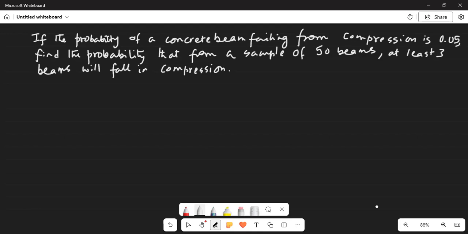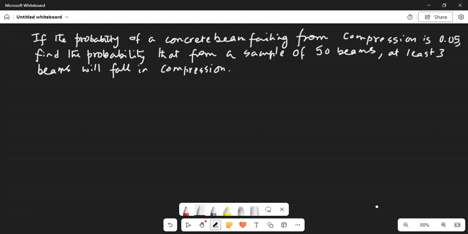It says if the probability of a concrete beam failing from compression is 0.05, find the probability that from a sample of 50 beams, at least 3 will fail in compression. Now, at least 3 means 3 beams can fail, 4 beams can fail, 5, 6, all the way up to 50, because there are 50 beams. So the beams that are not going to fail can be 0, 1, or 2, anywhere from 0 to 2, not failing.